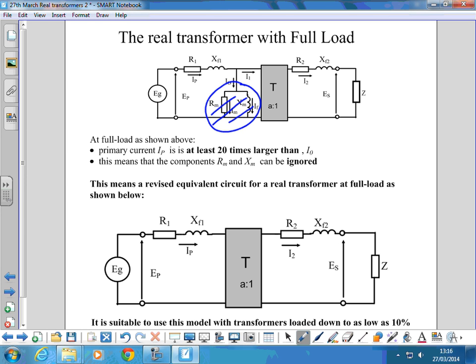We end up with a revised equivalent circuit under load, where we've got our R1 and XF1 in the primary side, representing the resistance of the primary winding and the leakage flux from the primary winding, and then we've got R2 and XF2 in the secondary side, representing the resistance of the secondary windings and the secondary leakage flux.